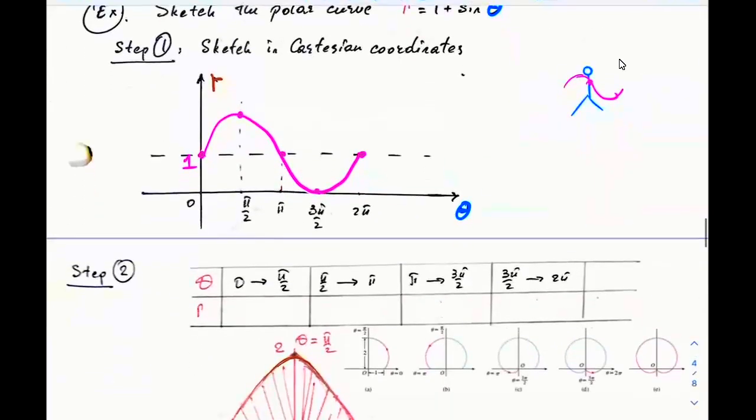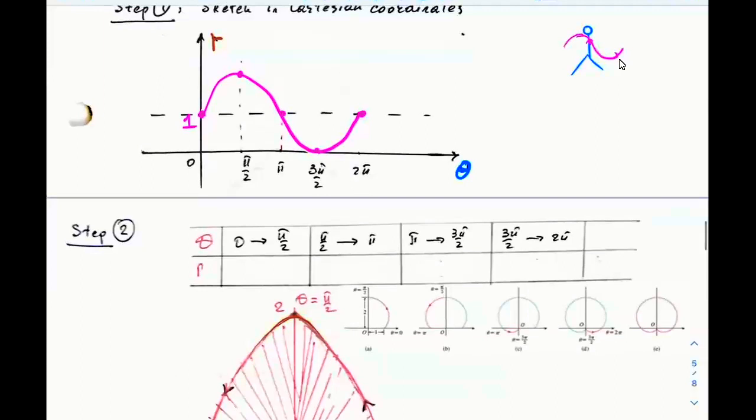Now after this, you can use this to draw in polar coordinates. This is only in Cartesian coordinates. How do we do this? Well, let's divide it into separate intervals. Let's think about from 0 to pi over 2. From 0 to pi over 2, what happened to r? r starts from 1, and then it's going to go up, right? Go up to what? 2. So 1 goes up to 2.